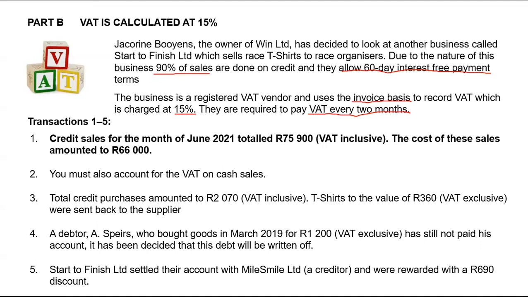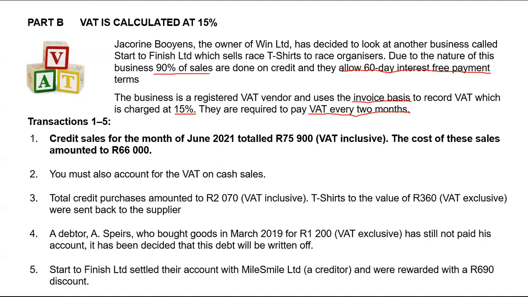The 66,000 cost price, we don't record it, because it was recorded when we purchased, because this is on invoice basis. When we purchase them, that's when we record VAT on it. We don't record it when we receive the money. So on that 66,000, VAT has already been calculated. We just need to calculate VAT on the 75,000.